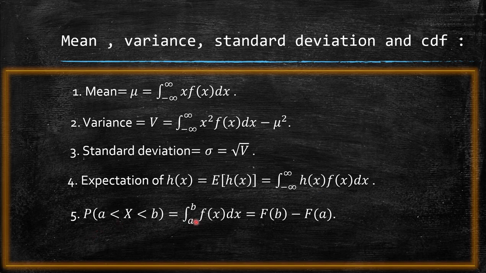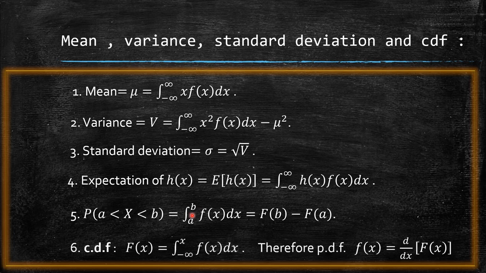Just now we have taken integrating f of x between a to b, which is nothing but f of b minus f of a. That means it is the area under the curve f of x, which is a probability density function, between a to b. Now what is CDF?